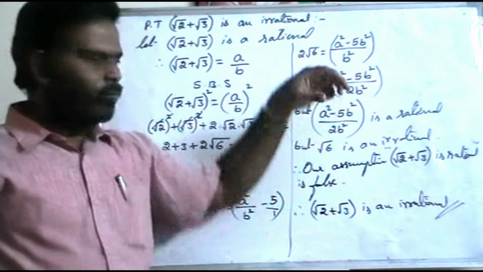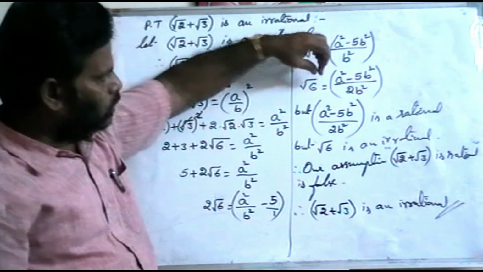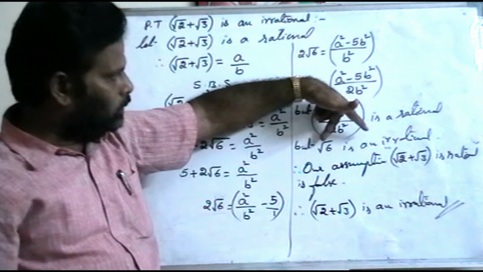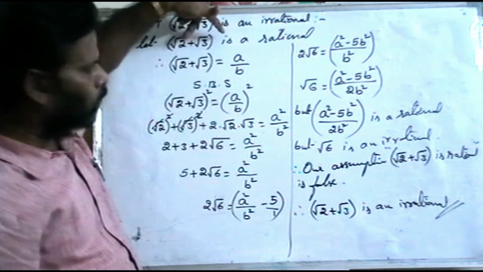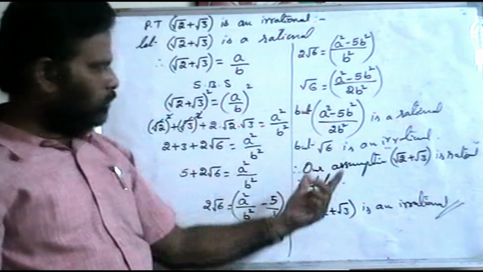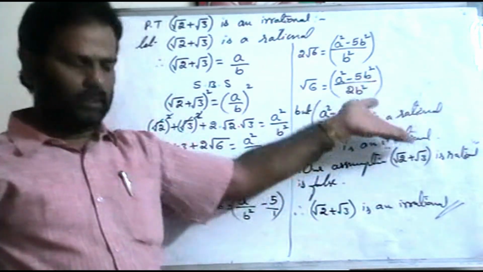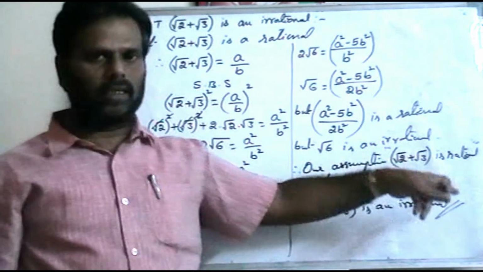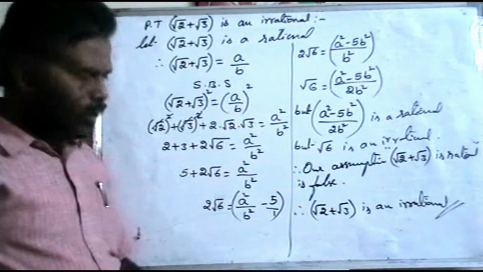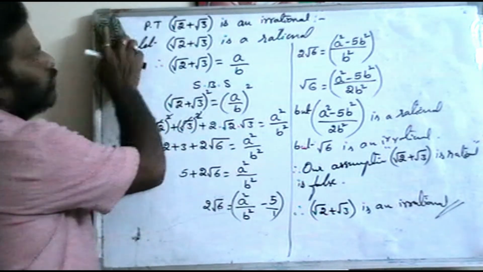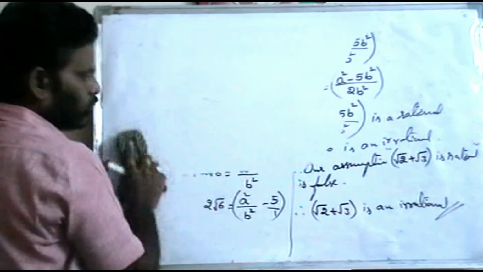Now here LHS part, left hand side part, root 6 is irrational, right hand side part is rational, but we know that a rational number is not equal to an irrational number. That means it is a contradiction, so our assumption is false. Our assumption, root 2 plus root 3 is a rational, is a false statement. Therefore root 2 plus root 3 is an irrational number. It is one of the examples.